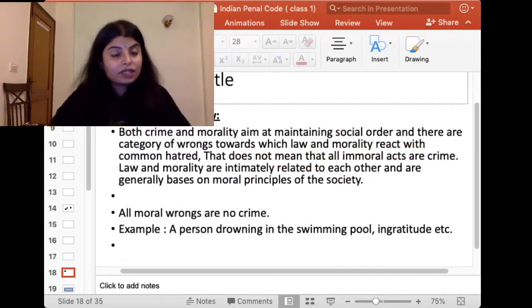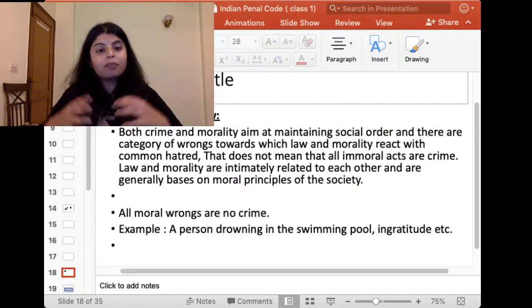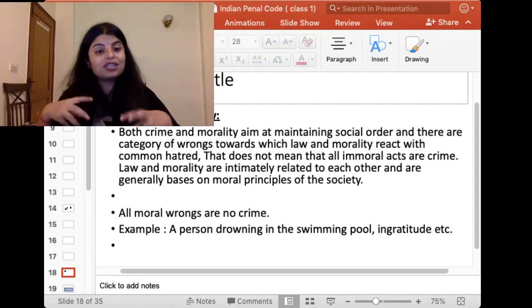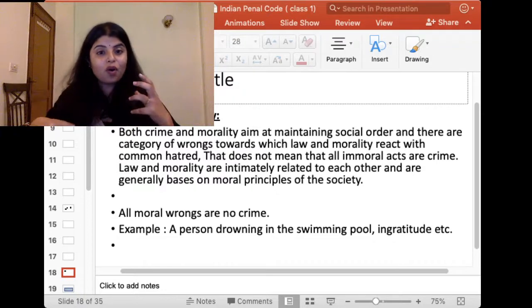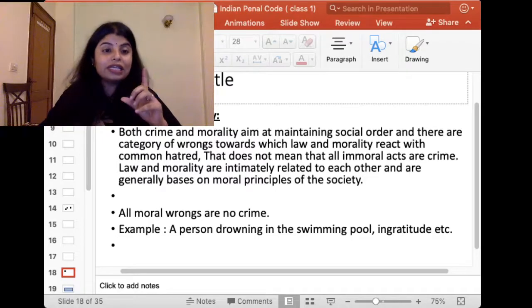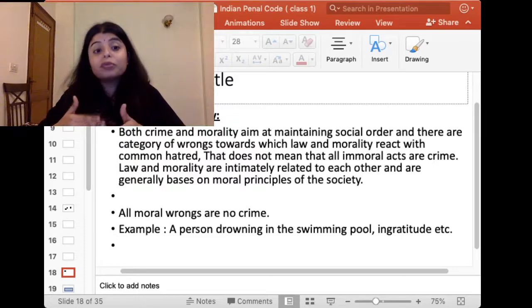Next concept is, or the next topic is crime and morality. The question is, what is the difference between crime and morality? See, they both are best friends. They both function in a similar way. The intention of a criminal wrong or a moral wrong is to keep the society intact, to protect the society. But you're only liable for a criminal wrong and you're not liable for a moral wrong. If I sneeze on your face, I might have done something wrong to you, but that's a moral wrong. But if it's a corona time period and I've been asked to wear a mask and all of it, and if I don't do that, that will be a criminal wrong.